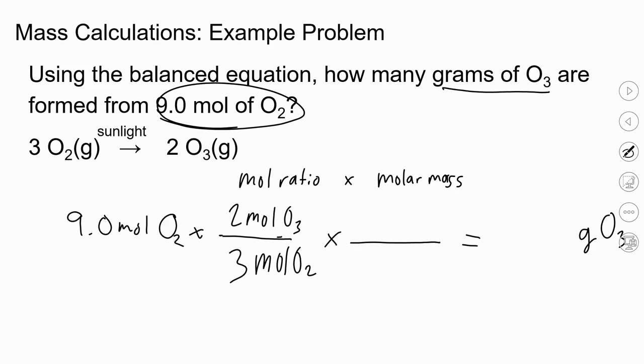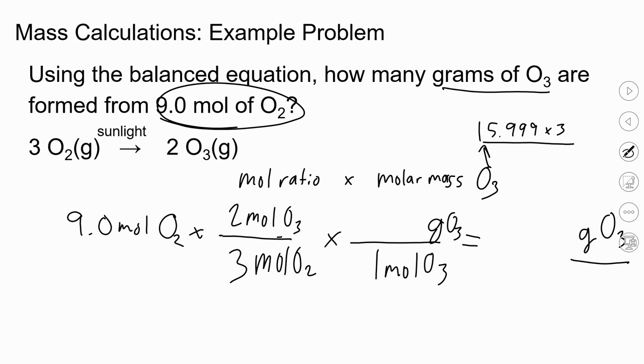And then I need the molar mass. Do you remember how to find the molar mass? We're looking for the molar mass of O3. Yeah, so I'm going to add oxygen, which is like 15.99, and we have 3 of them. If I add that up, that's going to be the molar mass. And I need grams at the end, so grams of O3 will go on the top for 1 mole of O3. Then moles of O3 cancels, moles of O2 cancels, and we will end up with grams of O3.